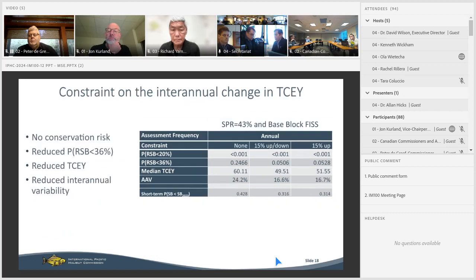So that's a quick description of a lot of results and a lot of outcomes for this year in the MSE. We also investigated constraints on the interannual change in the TCY, thinking, well, if we want low interannual variability, why don't we just constrain it and see what happens? And to give you the brief overview of this, basically what happened is the TCY declined. The TCY is quite a bit less when you put a constraint on it.